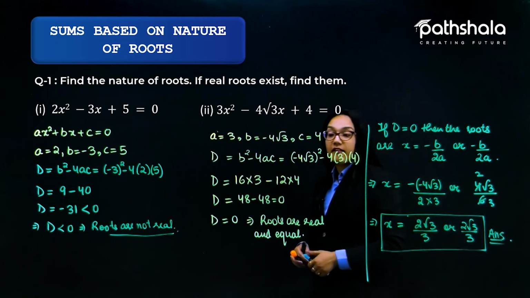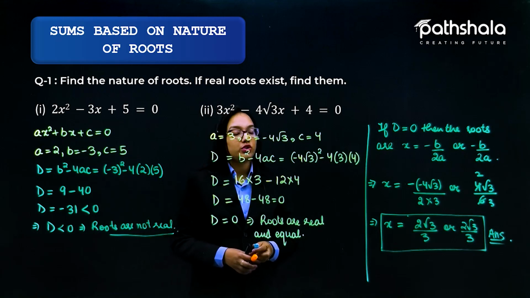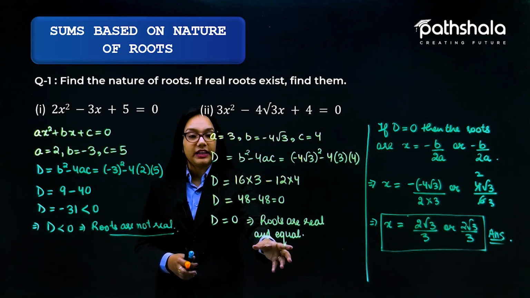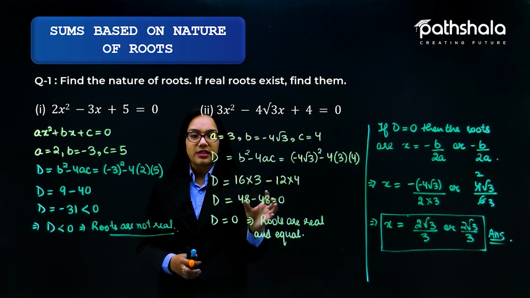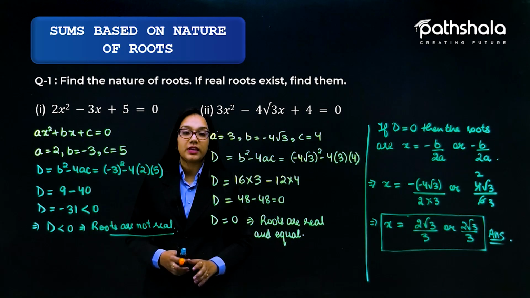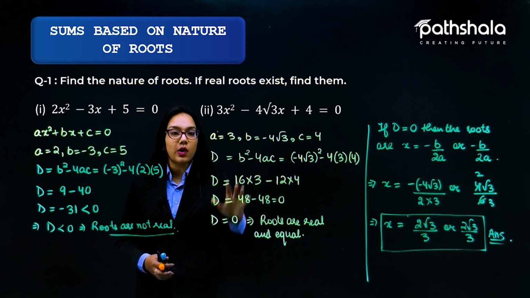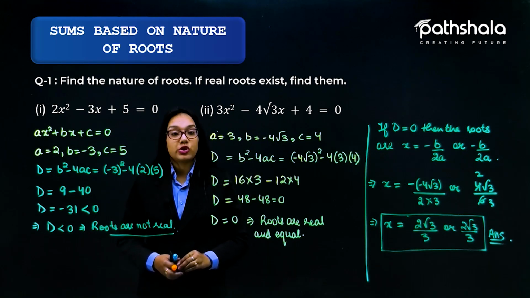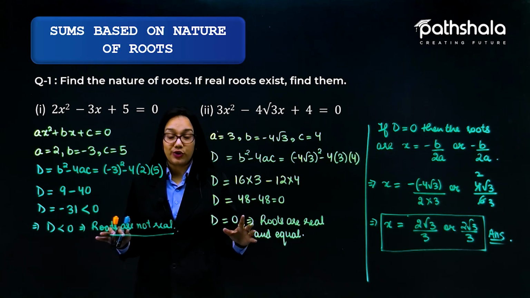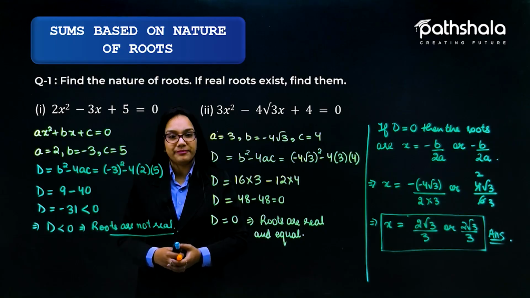As we can see, we have D is equal to 0 for the second case, so the nature of the roots is real and equal to each other. So case number 2 was that whenever capital D is equal to 0, then the roots are always equal and real. So this is all about question number 1, which is related to finding the nature of the roots, and if the roots were real, then we have to find them.